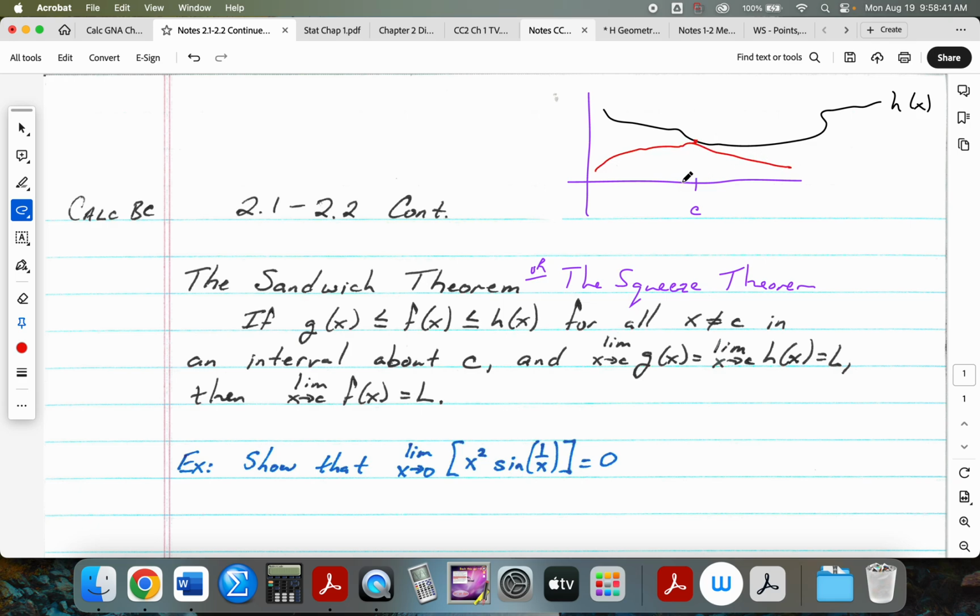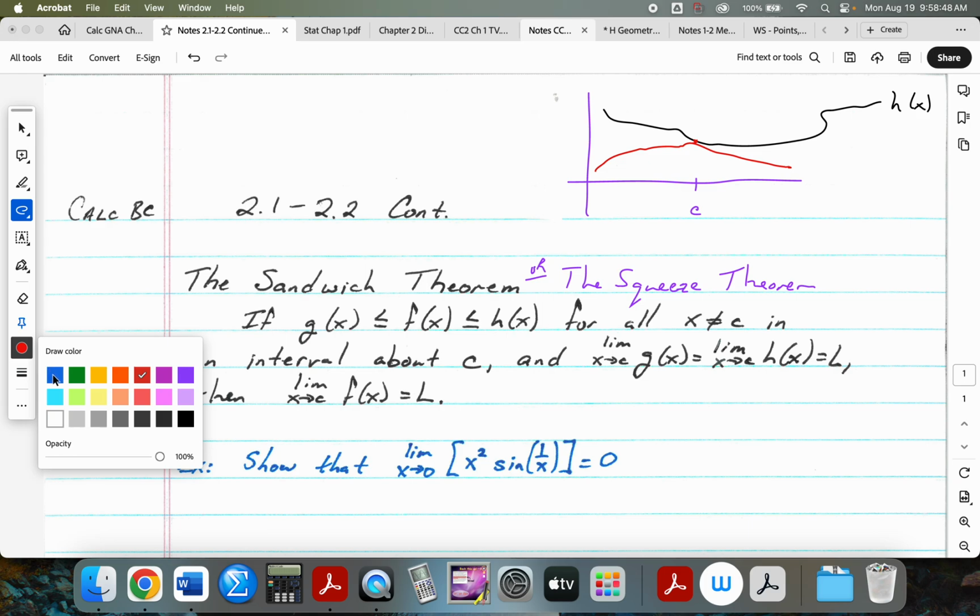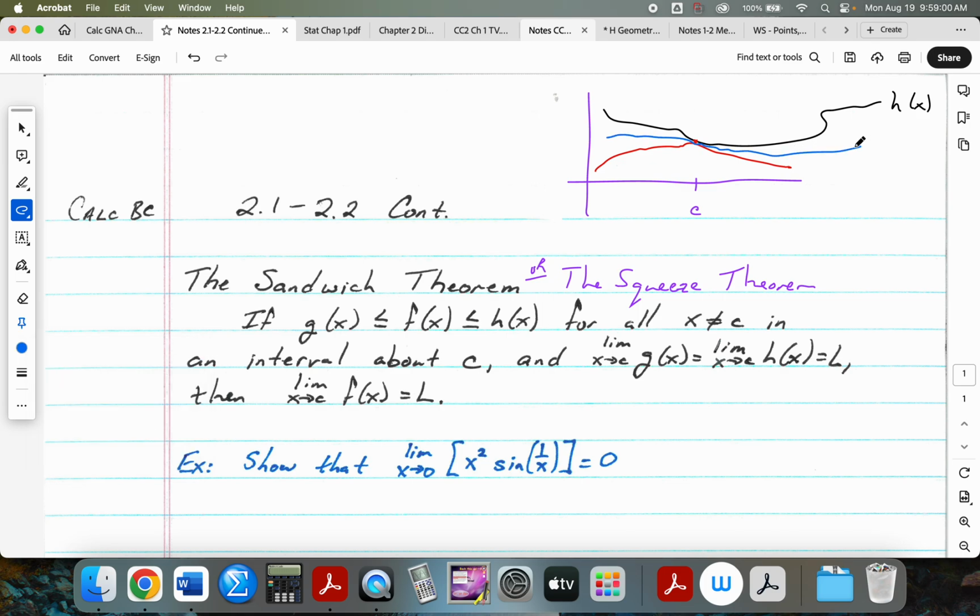Now, might there be a hole there? Yes. Again, we don't care what happens at c when we're finding limits. But finally, what we have is f is always in between those two. Well, if it's always in between those two, it gets squeezed in between the two, or it is sandwiched in between the two, so that at x equals c, it has the same limit as the other two. This is helpful for proving certain limits.